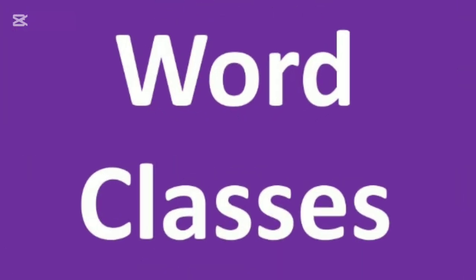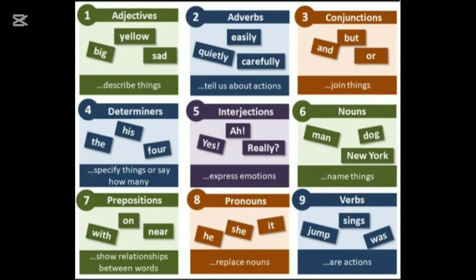Word classes. The definition of a word class is one of the classes into which words are divided according to their grammar. There are more than 8 word classes in the English language. Here are some examples. 1. Adjectives describe things: yellow, big, sad. 2. Adverbs tell us about actions: easily, quietly, carefully. 3. Conjunctions join things: and, but, or. 4. Determiners specify things or say how many.